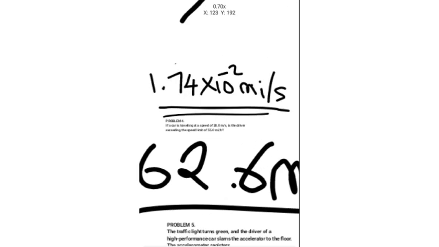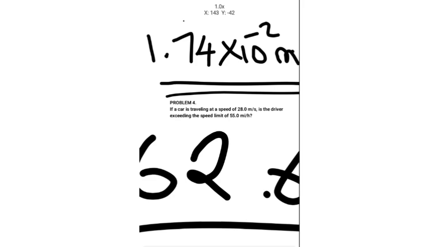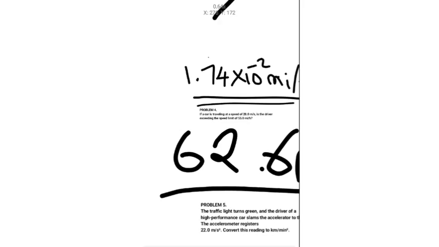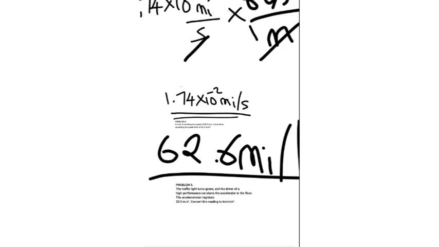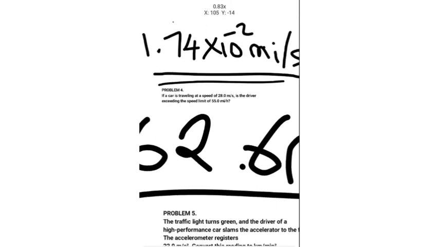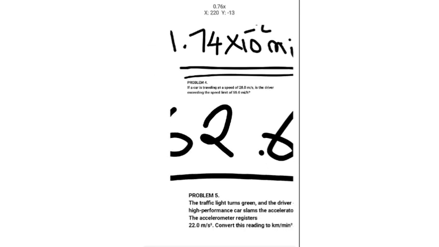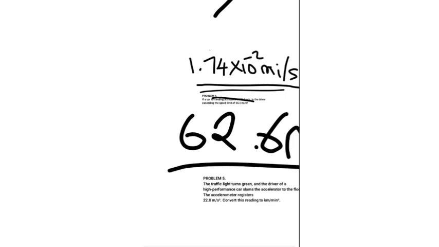Now let's read the question again. They are saying, if a car is traveling at a speed of 28 meters per second, is the driver exceeding the speed limit of 55.0 miles per hour? Now, this 28 meters per second in miles per hour is 62.6 miles per hour. And of course, in this case, this person is exceeding because he is traveling at 62.6 miles per hour instead of 55.0 miles per hour. So the answer is that this driver is exceeding. Okay, so that's the answer for that question.